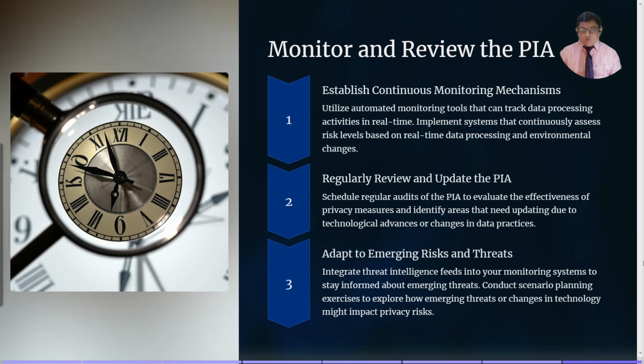Schedule regular audits of the PIA to evaluate the effectiveness of privacy measures and identify areas that need updating due to technological advances or changes in data practices. Third, adapt to emerging risks and threats. Integrate threat intelligence feeds into your monitoring systems to stay informed about emerging threats. Conduct scenario planning exercises to explore how emerging threats or changes in a technology might impact privacy risk.